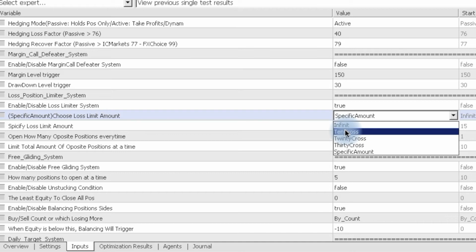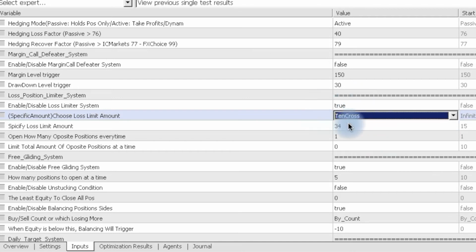So each dollar will make you lose $10. If my position was 1,825 and the price went to 1,822, I'm losing $30. My position will show minus 30. Now I can leave it. If I choose this, it will not close the position.